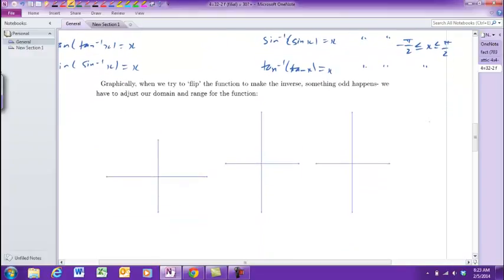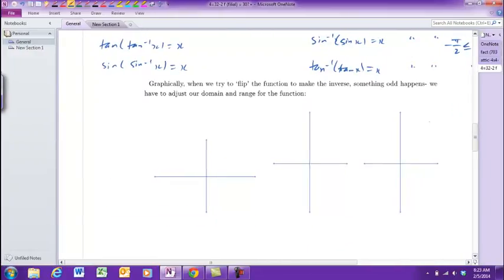And the reason is that when you try to flip this function to make the inverse graphically, you end up with something that's not a function, and you have to adjust the domain and range. So let me give you an example here. Let's just look at y equals cosine of x. Here's 1, here's negative 1. Let's say this is pi, 2 pi. It looks like this.